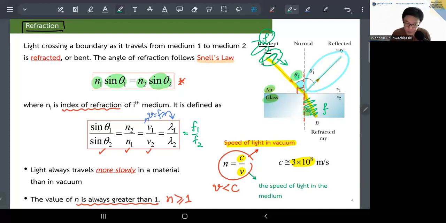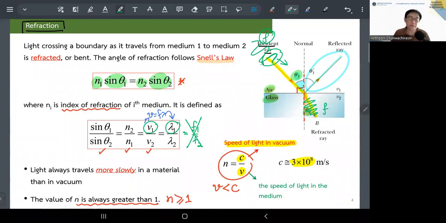So this is the reason why we don't have any variation in frequency, because that is the one that is fixed. The only two things that are changing are either the speed or the wavelength. It has to compensate because f has already been fixed. So you got that one?